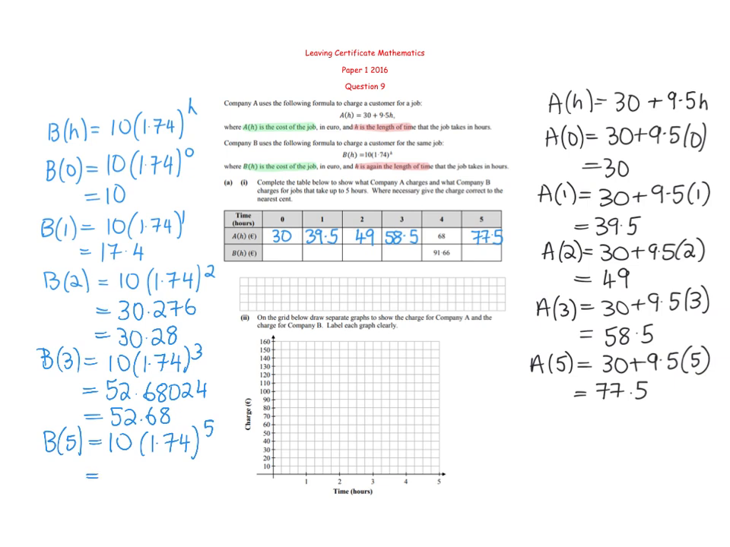Typing that into our calculator and pressing the equal sign, we get an answer of 159.4946. That correct to the nearest cent is 159.49. Filling that into the table then, for 0 we get 10.